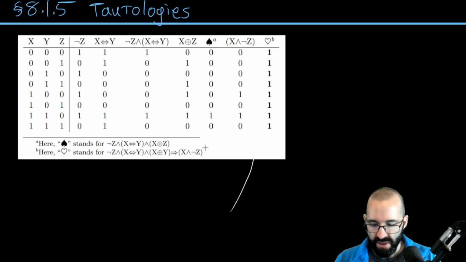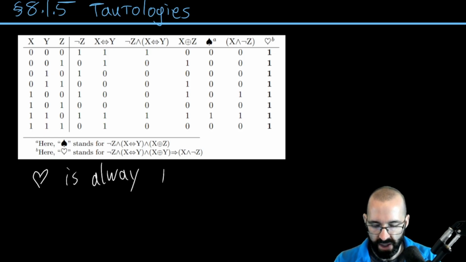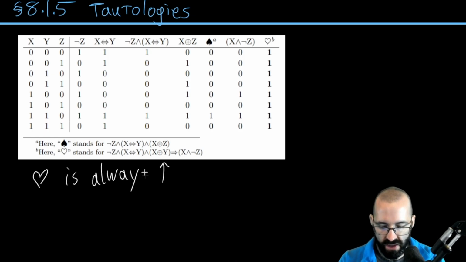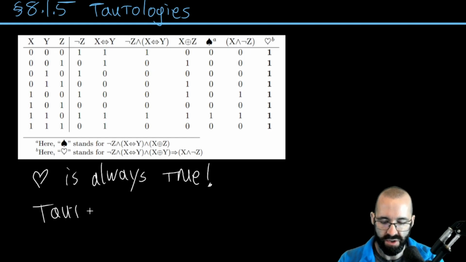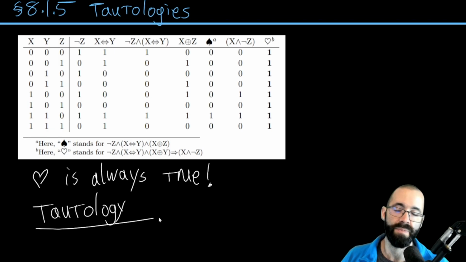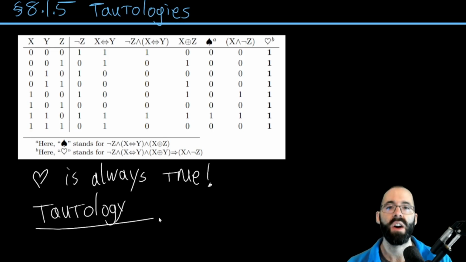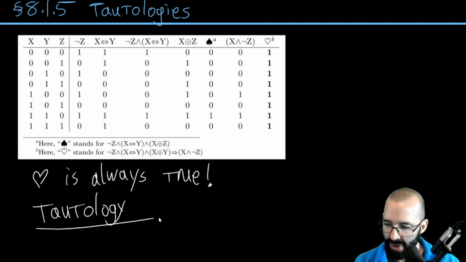So again, this thing right here, which he is denoting with a white heart, is always true. Again, that's pointing to this proposition. That's what's known as a tautology. So a tautology is just a proposition that is always true. So here we have a compound proposition that is always true, no matter what x, y, and z are. We go through enough logical hoops that the result is always true.